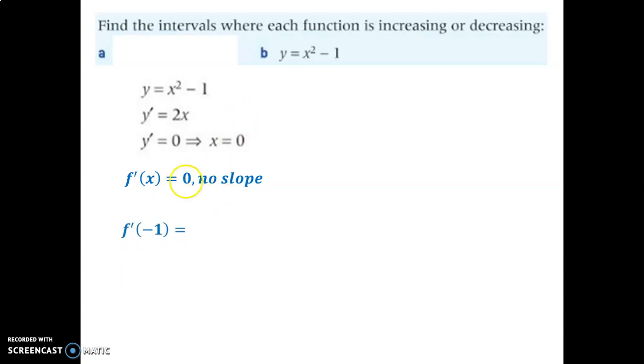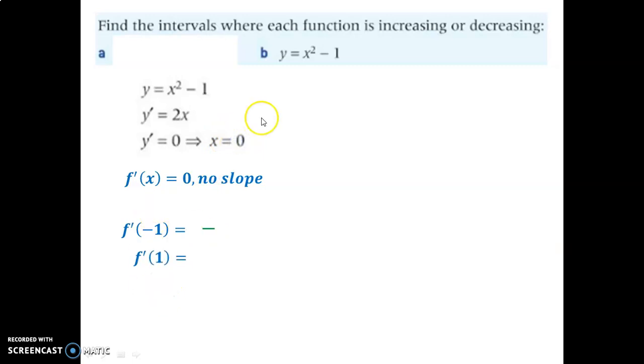Okay, so I'm going to pick a point to the left of x equals 0, and I'm going to just put negative 1 in there. I could have put any x value which is to the left of 0. I could have put negative 2, negative 3, and so on. What do you get, positive or negative? When you put negative 1 into the derivative, you get a negative value. That tells you before that point the graph has a negative slope, means it's decreasing.